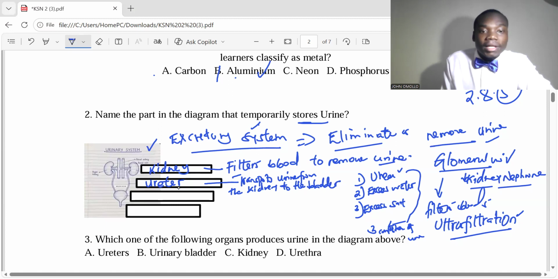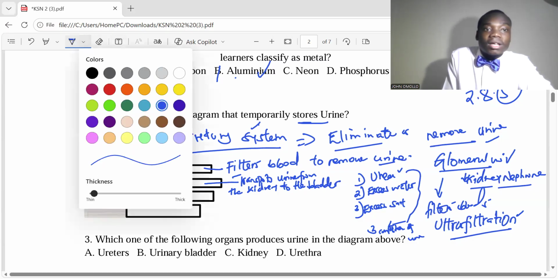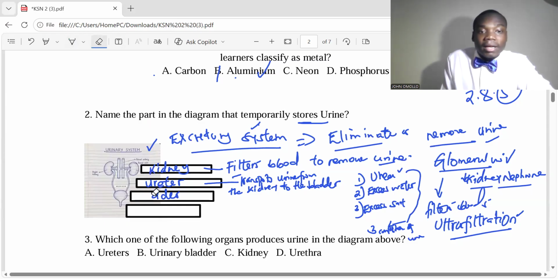So this ureter, its role, it's just like a tube. You can see it's a tube, whereby once the urine has been made, it is being transported from the kidney here to the bladder here. So this is the urinary bladder. In fact, let me just write it as urinary bladder. So that is it. It is called urinary bladder.